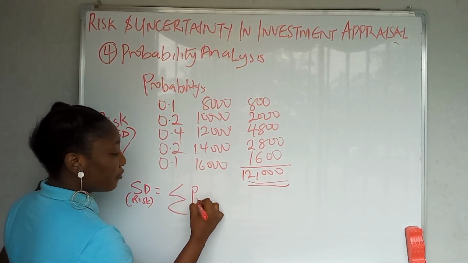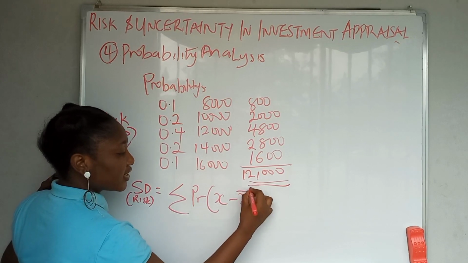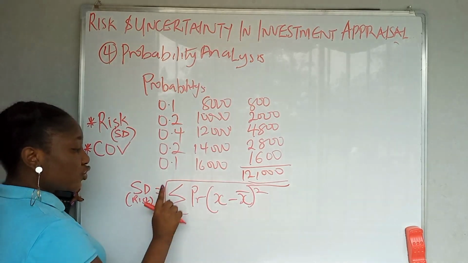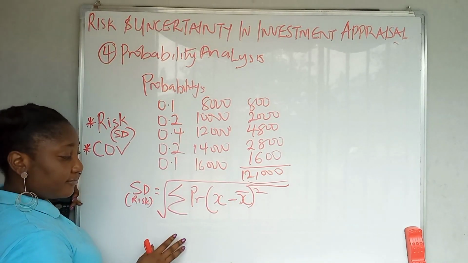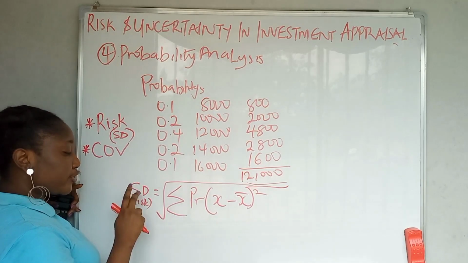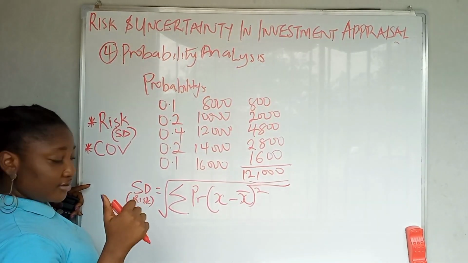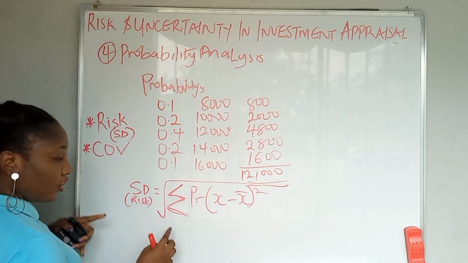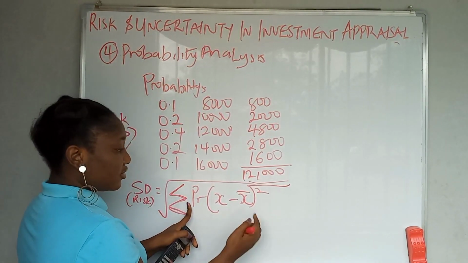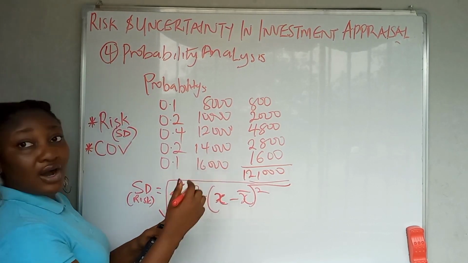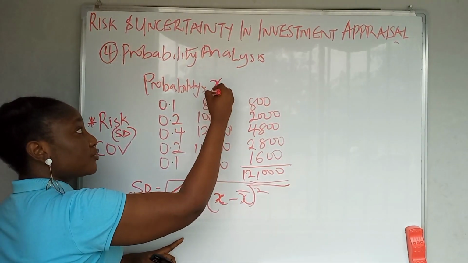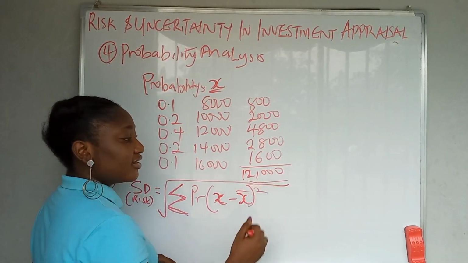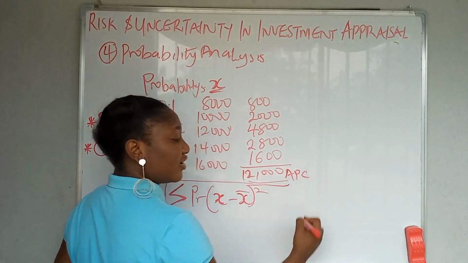The sum of probabilities of x minus x bar squared, square root. If you remove the square root, it's variance. Okay? But most times they ask you to calculate the risk, which is standard deviation, and this is the formula: summation, the sum of this. So your x is those possible outcomes. These are your x, the possible cash flows.